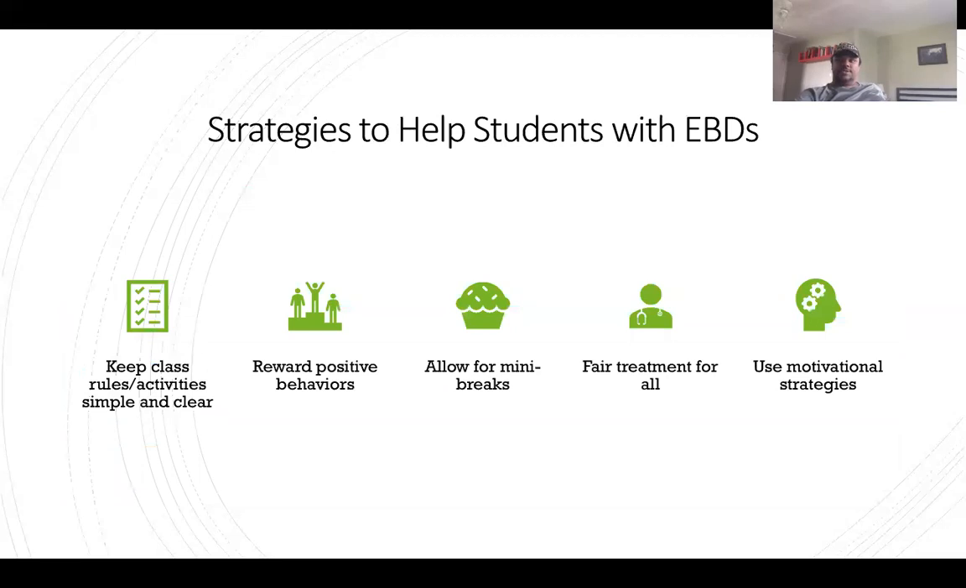So whether it be students with EBDs or students in general, there's a few things that we can do to help the process along. Five things that I've seen in my research: keep class rules and activities simple and clear so that students who have behavioral disorders can see them. Reward positive behaviors. For students on the emotional side of things, that means let them know that they're valued and that they have worth. And for behavioral disorders, let them know when they are doing good so that they know they have that capability.